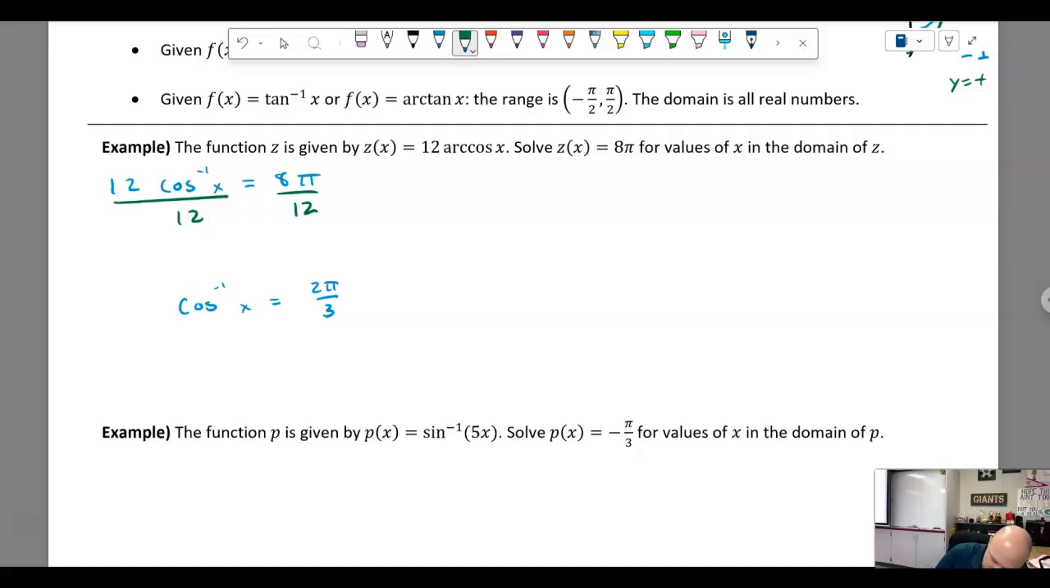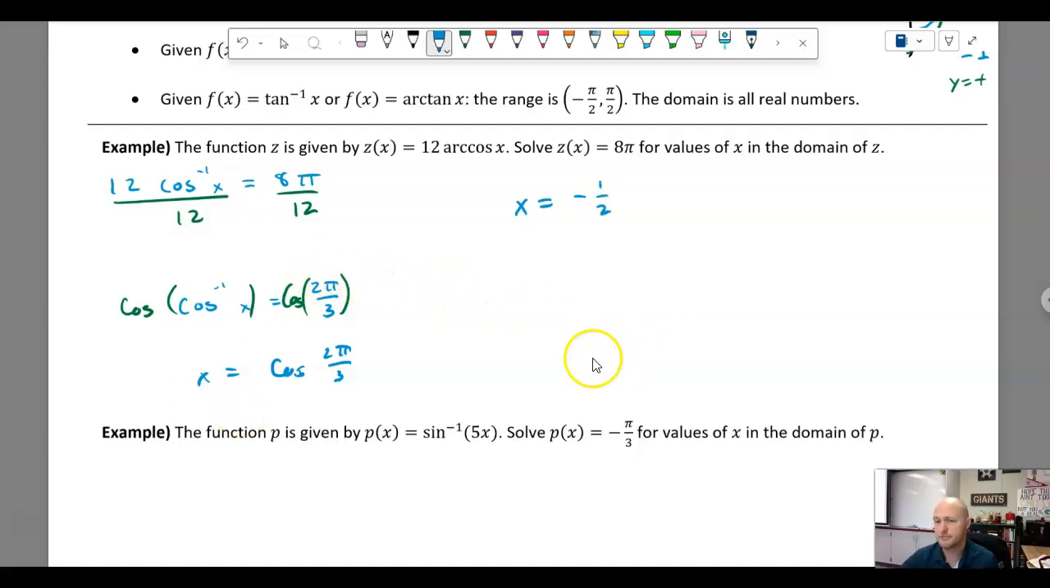Okay, and then I'm going to solve this. I'm going to take the cosine of each side, and so we get x equals cosine of 2 pi over 3, which means that x is equal to -1/2. Okay, there you go. That's it. Pretty easy, right? Let's look at another one.